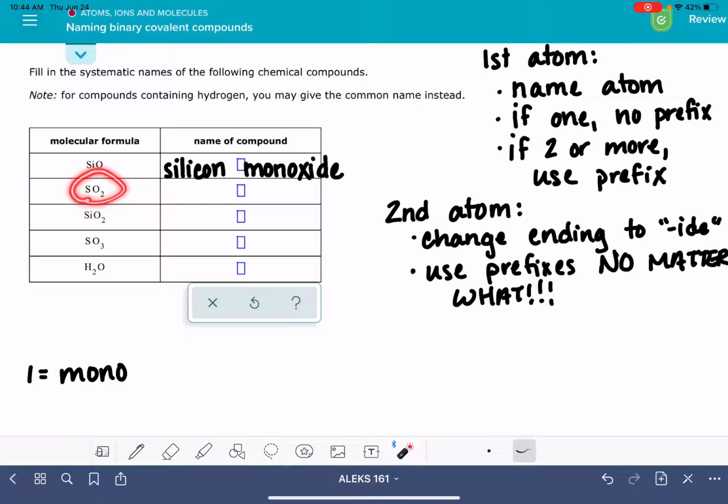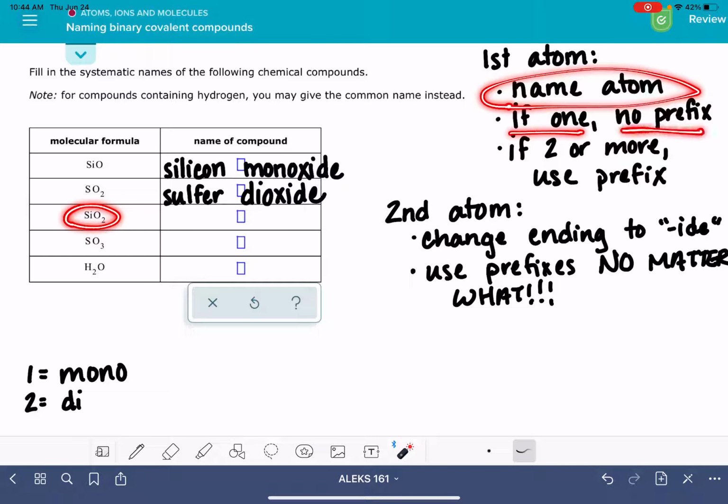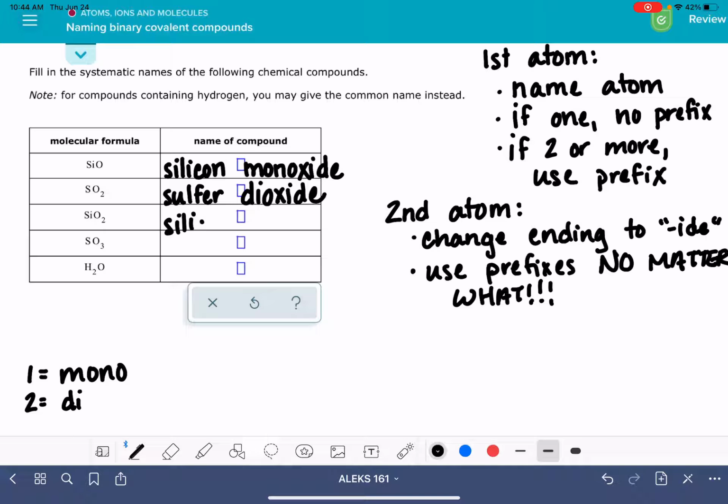Let's try our next example. First atom, we name the atom. This is sulfur. If there's only one, which there is in this case, then we don't use a prefix. So this is sulfur. Second atom, we're going to change the ending to "ide." So instead of oxygen, it's going to be oxide, and we're going to use prefixes. There are two of these oxygens, so the prefix for two is di: dioxide. Example number 3, first atom, name it, no changes at all. If there's only one, no prefix, silicon. And then our second atom, we have 2, that's a di, and it's oxygen again, so this is dioxide.